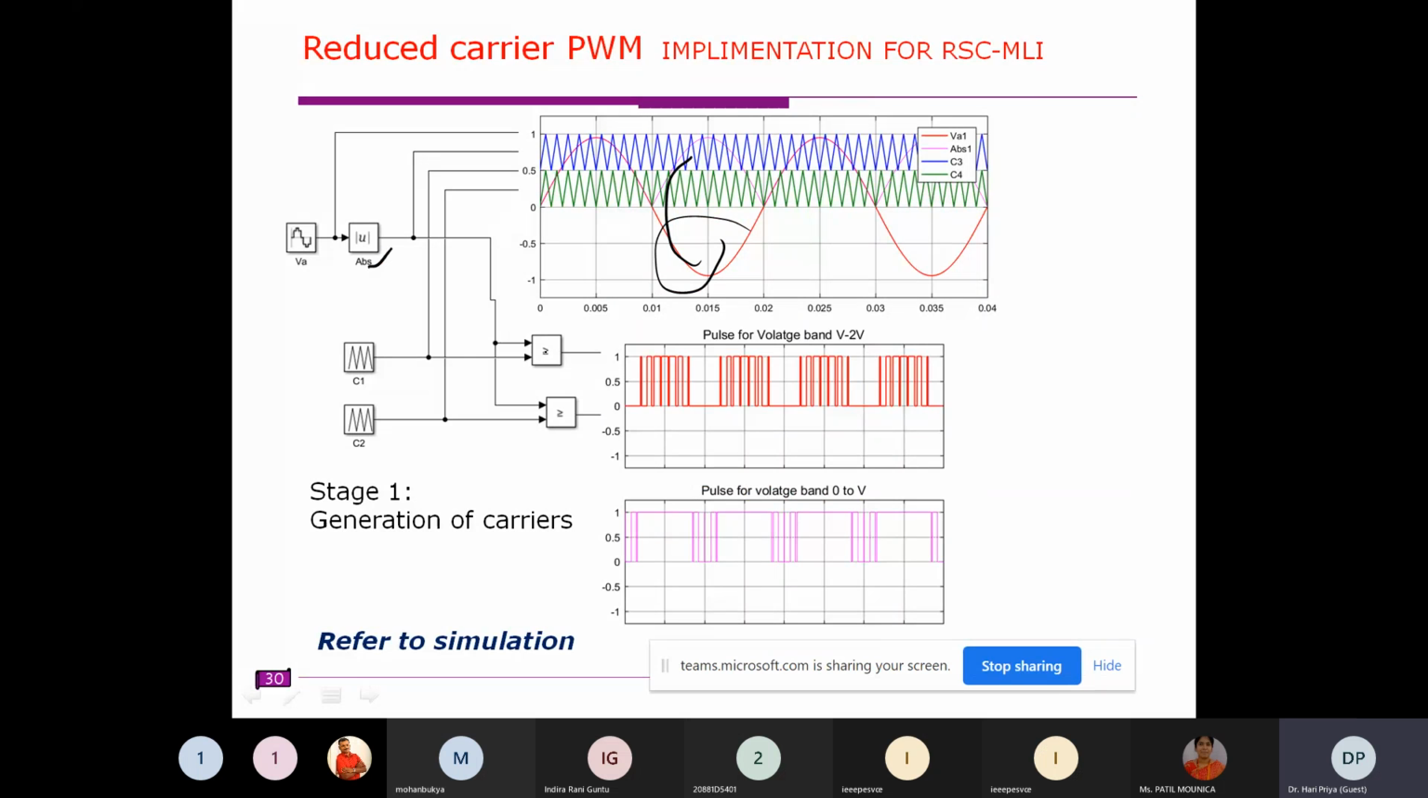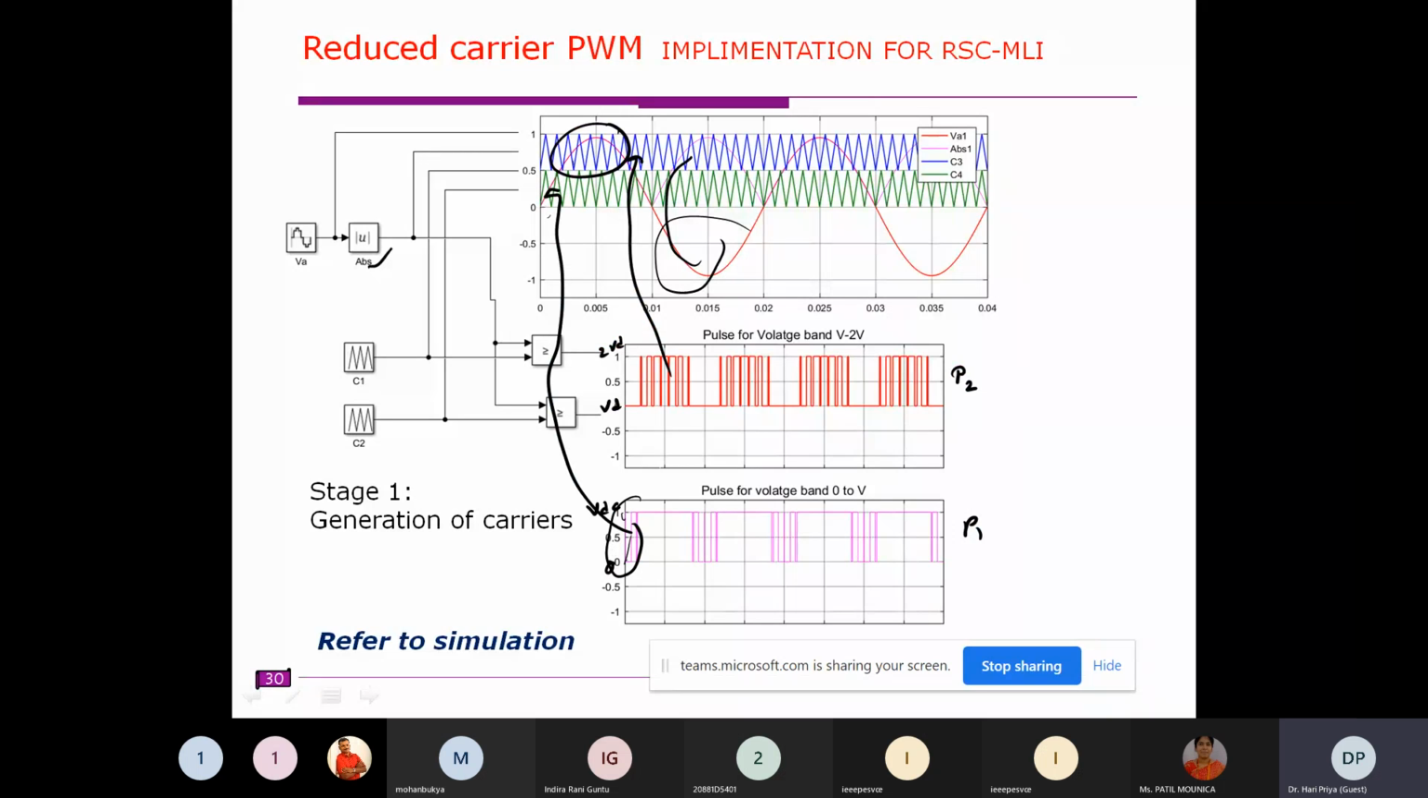That means the sine is converted to the absolute value of the sine. It is compared with the two carriers and we get two pulses. This pulse is P2, this pulse is P1, because this one is responsible for obtaining the voltage band of 0 to VDC, and this one obtains the voltage band of VDC to 2 VDC. If you try to keep them together, it turns out to be the moving average. You can see the comparison here. This pulse is obtained by comparing this carrier with this sine.